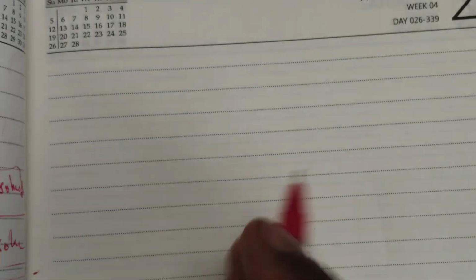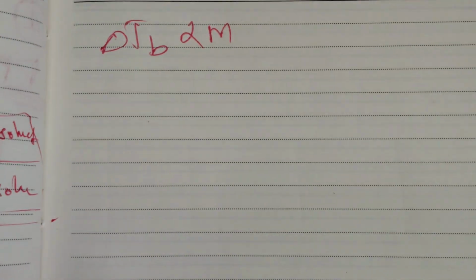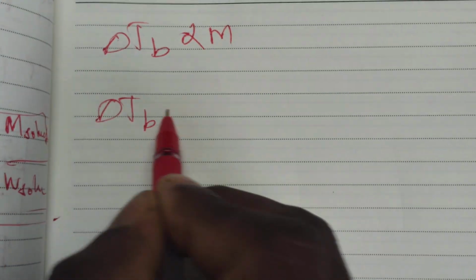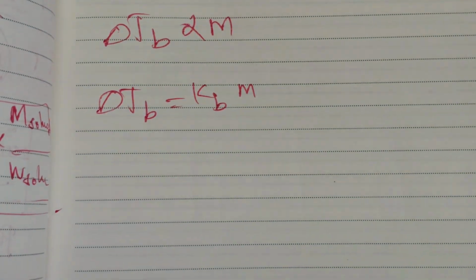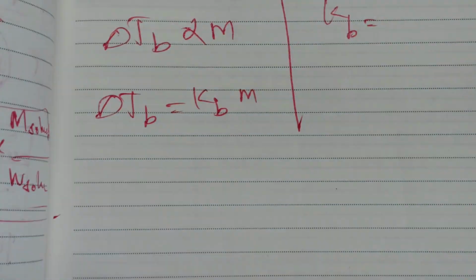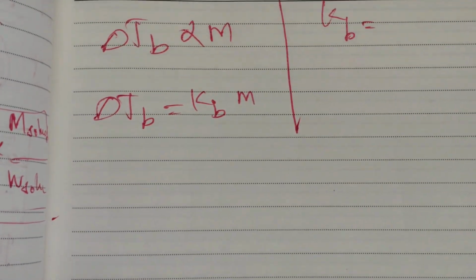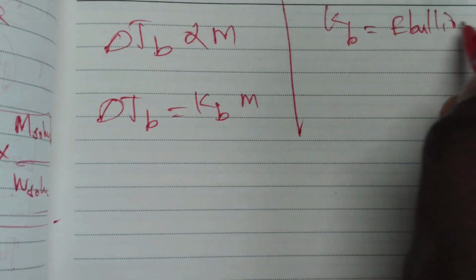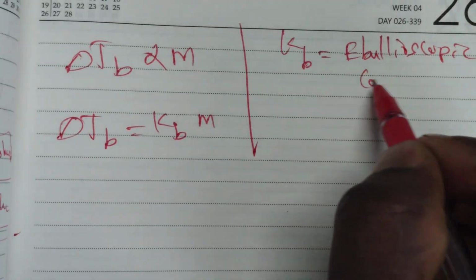Generally, the elevation of boiling point is directly proportional to the molality. So delta TB is directly proportional to molality. We know the molality formula, and we can introduce the proportionality constant here. Delta TB is equal to Kb into small m. Now the Kb is the molal elevation constant, or ebullioscopic constant.